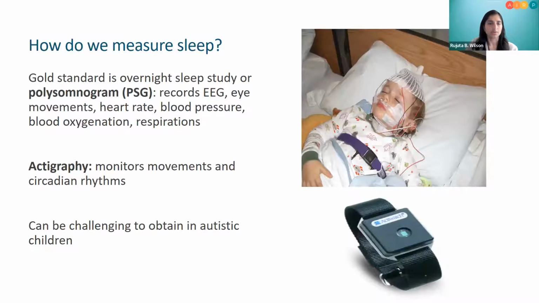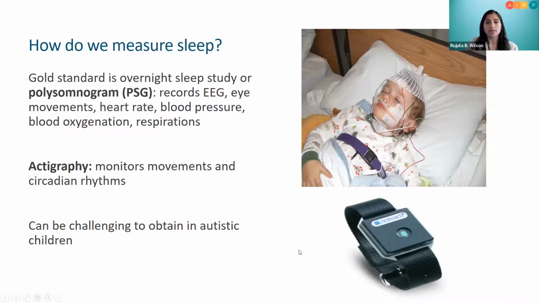So how do we measure sleep? Well, the gold standard is an overnight sleep study, or what's called a polysomnogram. And this records EEG data, so electrical brainwave data, eye movements, heart rate, blood pressure, and blood oxygenation, as well as breathing patterns. It can be combined with actigraphy, but not always. Actigraphy can also be a separate way that we measure sleep. And actigraphy, as you can see, this is a polysomnogram, this is actigraphy, monitors movements and can also monitor circadian rhythm, but more often is monitoring how many movements you're having overnight.